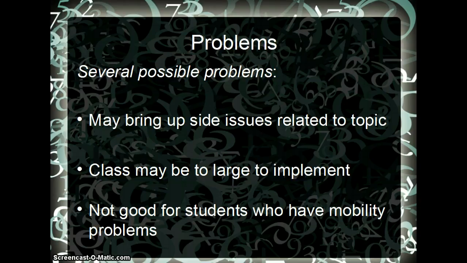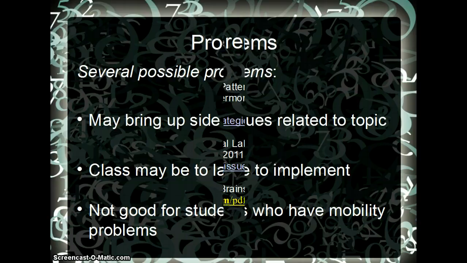If the class is too large to implement, obviously this strategy cannot be used for, say, a first-year psychology class where there's 300 students per class. It's just not going to work that way. Also, for students who have mobility problems, if you're in a small classroom, they won't be able to get around the carousel, as you would say. They move around the classroom. You have to have a classroom large enough for those who have mobility issues.